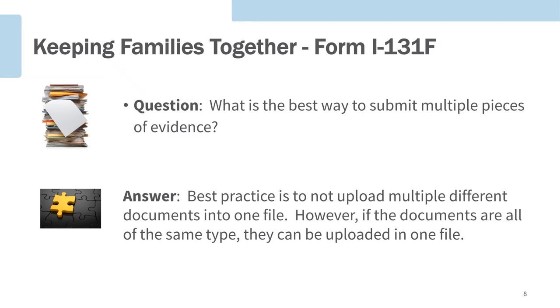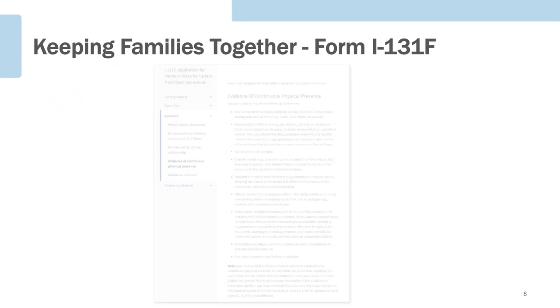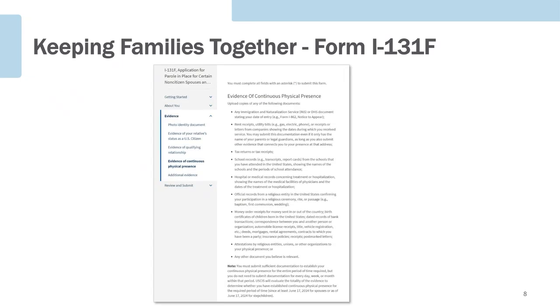So let's look at the evidence menu in the online form. As you can see, there are a lot of categories of evidence suggested, but you're able to upload as many files as you need, 5 at a time, no larger than 12 megabytes, like we said in the video. If we select the Evidence of Continuous Physical Presence tab, you can see that there's a lot of narrative there to guide you. And you'll notice that you probably need to upload a lot of files.